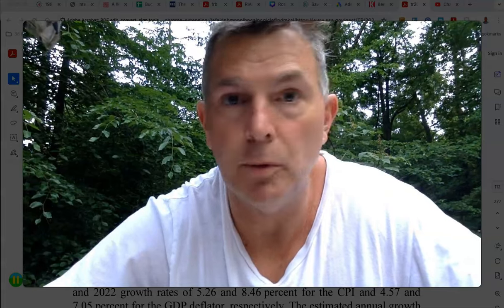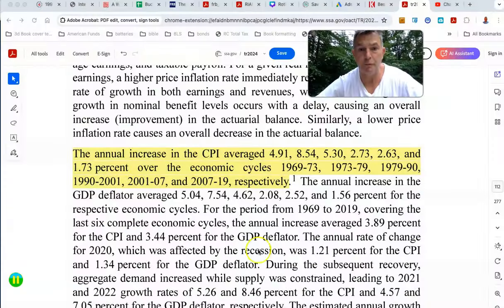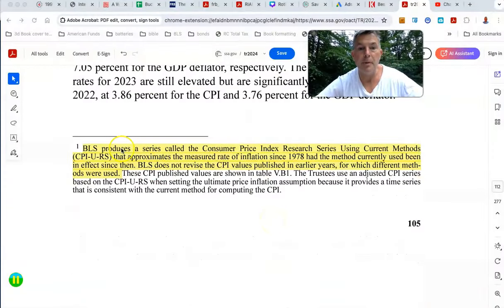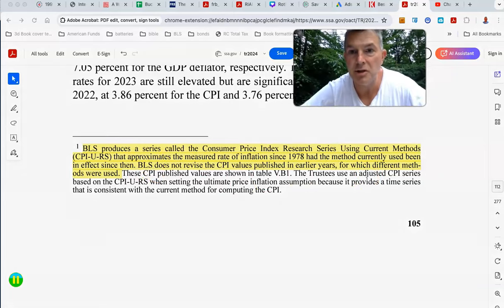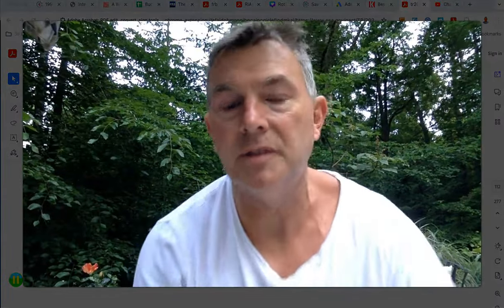So all these people with their government, the printing machine goes burr, and inflation goes through the roof. It's just freaking dumb. BLS produces a series called the Consumer Price Index Research Series using current methods, CPI-U-RS, that approximates the measured rate of inflation since 1978 had the method currently used been in effect then. Right, because they did change how they judge inflation, CPI.